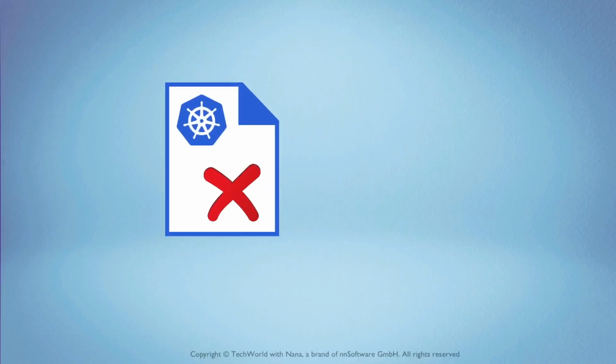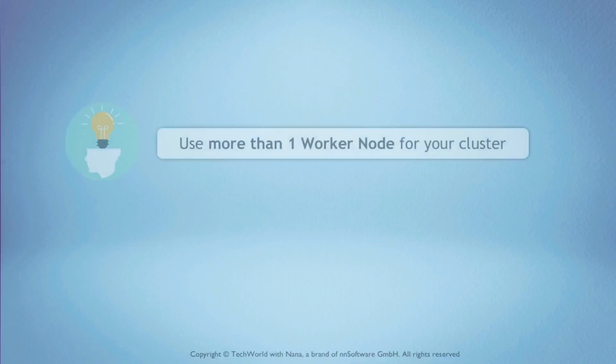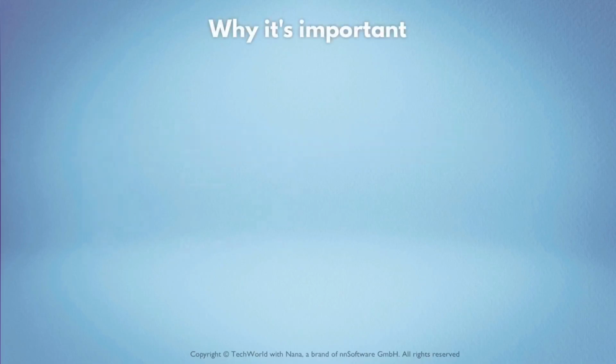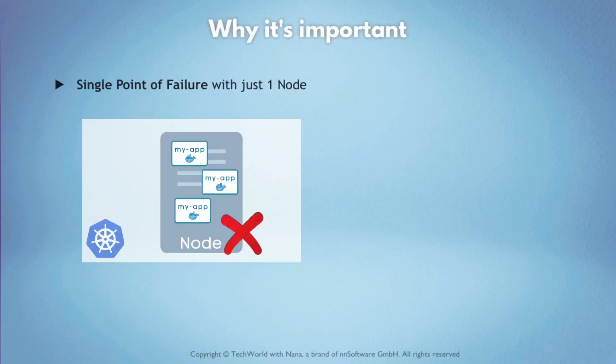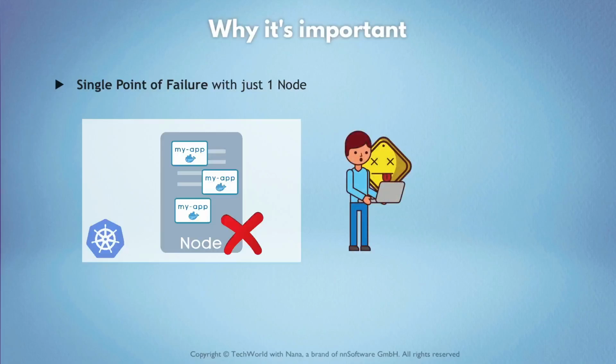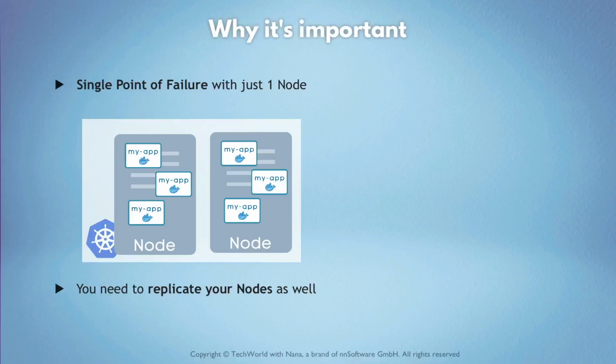Now, apart from the Kubernetes best practices that we used to improve our configuration file, there are a couple more that I want to mention here. One best practice is to always use more than one worker node for your cluster. This is actually very logical because if you just have one server where all your pods are running, you have a single point of failure. If something happens to that node, basically all your applications are gone, stopped, and not accessible. So you want to replicate your nodes as well so that you have at least 2 or 3 worker nodes in your cluster.